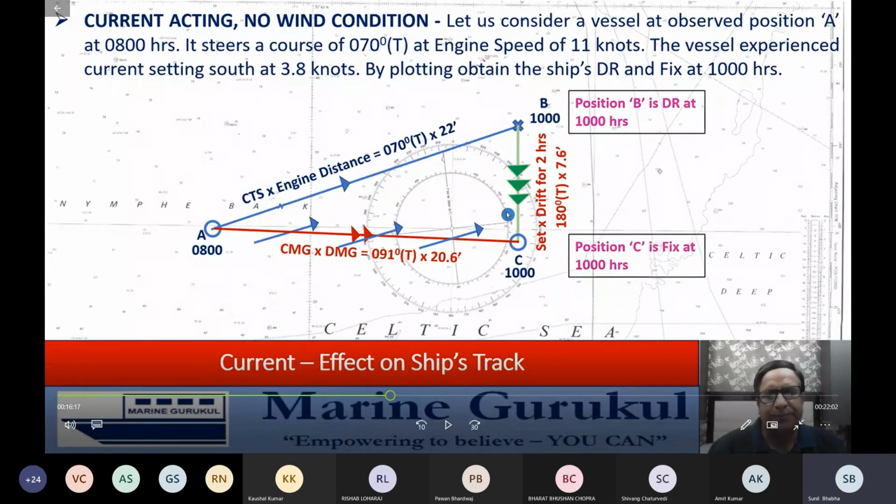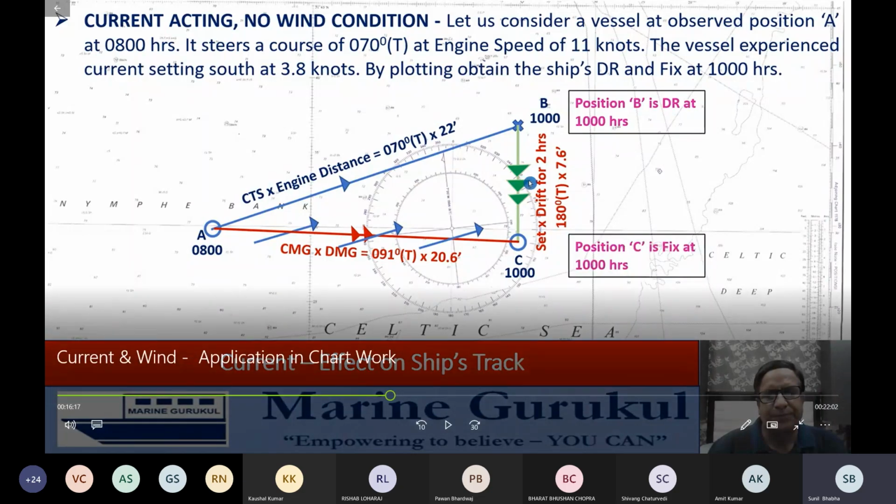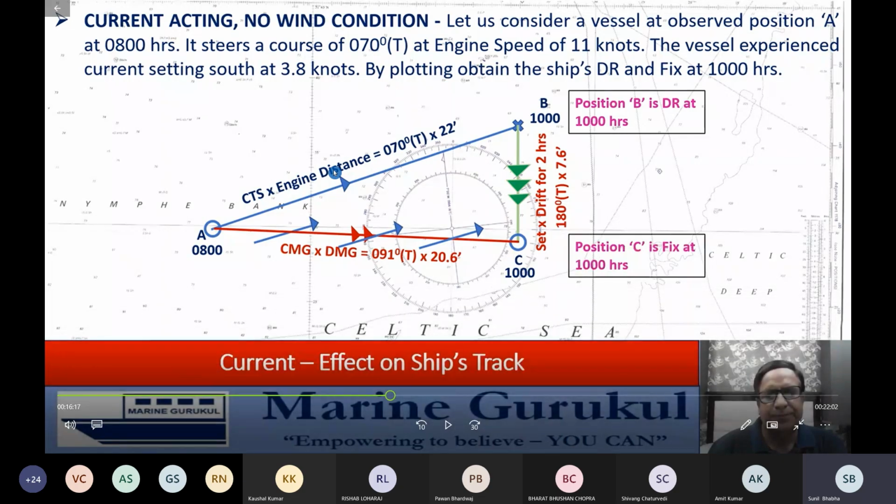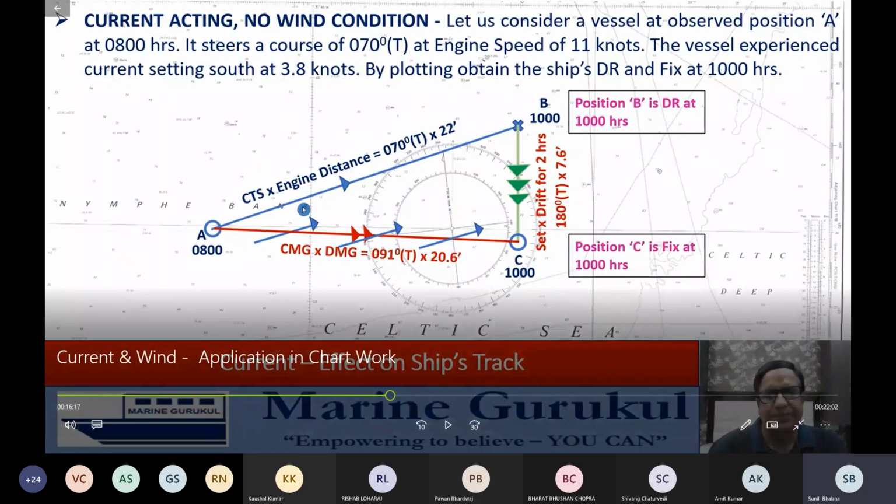Okay, very good. So this triangle which you see right now on the screen is also known as the course, distance, and current vector triangle. One side of it, the blue color side you see, is the course to steer vector, that is CTS, course steered, and engine distance. The green color side of the triangle, Bravo to Charlie, BC side, is the current vector, and it represents the set and drift of the current.